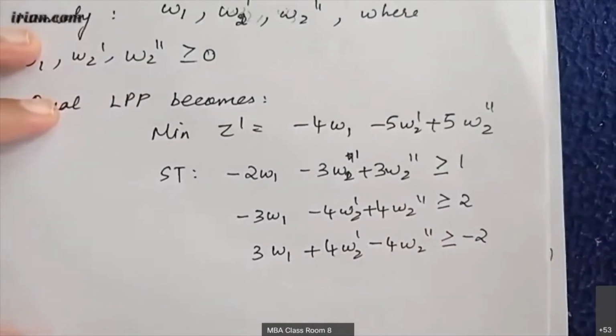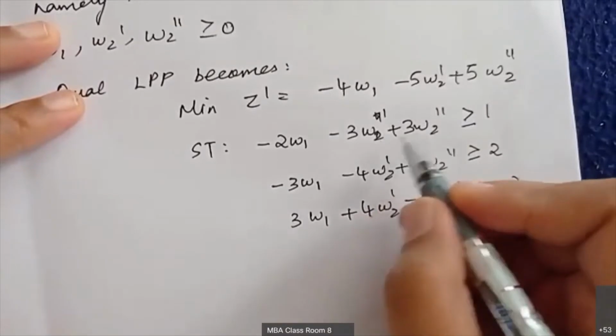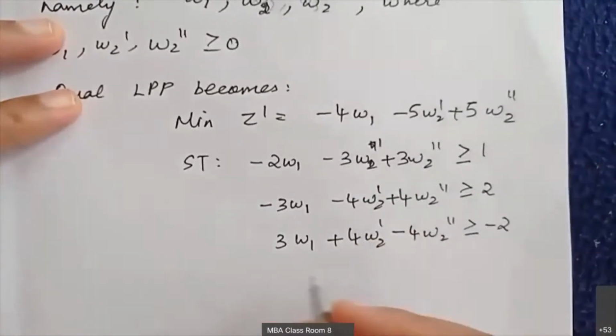Clear? Now what I'm going to do is take this W2 dash and W2 double dash into one bracket. So how do I do that?